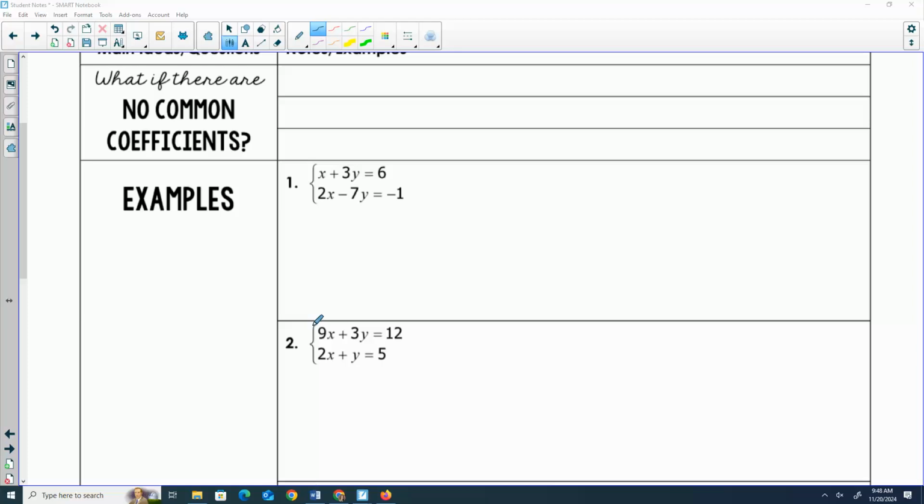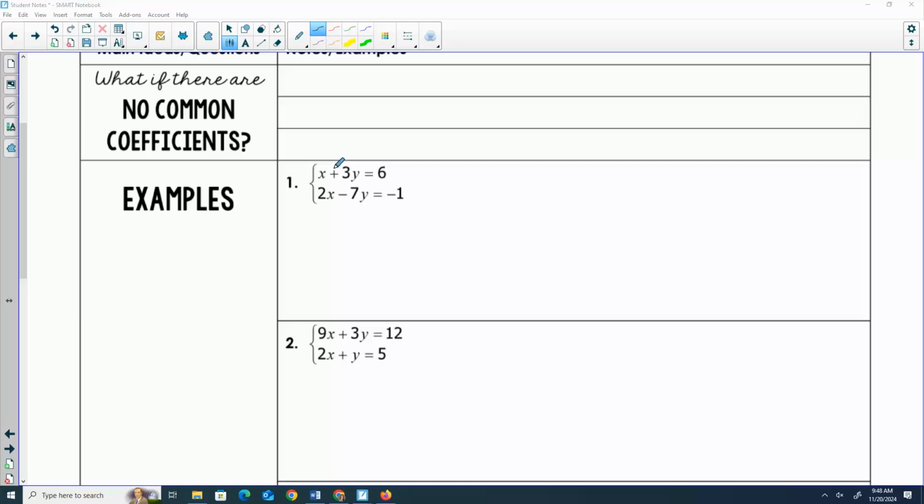Remember our goal is so that when we add these equations together, a variable cancels. So we need variables to have opposite coefficients. So a positive 5 and a negative 5. A positive 6 and a negative 6. Negative 3 and positive 3. So we're looking for the same variable to have opposite coefficients.